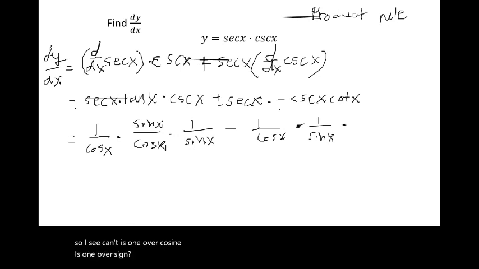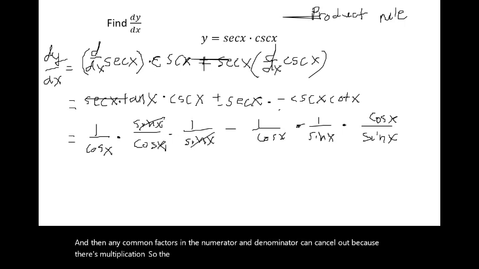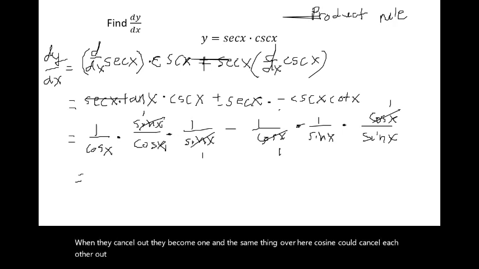And then cotangent is cosine over sine. Any common factors in the numerator and denominator can cancel out because there's multiplication. So the sine x and sine x can cancel each other out. When they cancel out, they become 1. And then same thing over here, cosine can cancel each other out because there's multiplication.